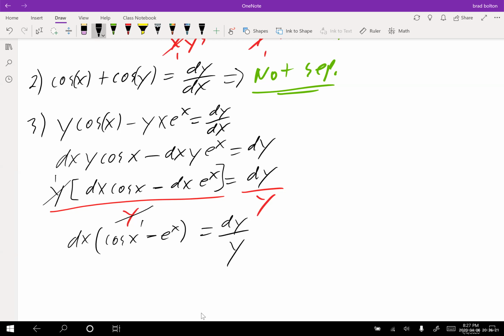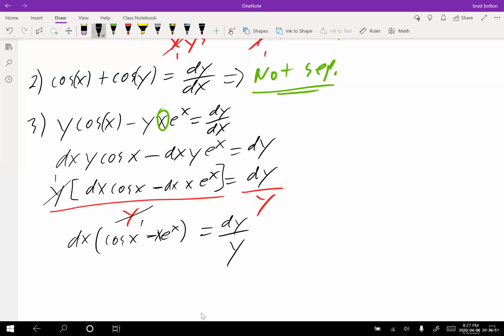Dy over y. Yep. Oops, I think I lost something in there. I lost this x. I'm sorry, guys. That x, I just forgot to write it. That was just a brain typo. So we have dx x e to the x. So there should be an x here. Sorry about that, you guys. But yeah, it should be cosine x minus x e to the x times dx equals dy over y.